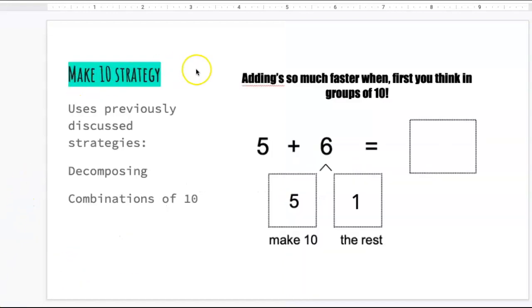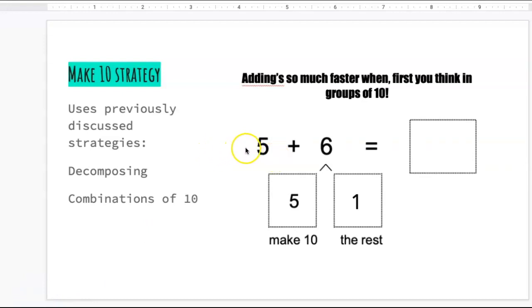When we use the make 10 strategy, you want to make sure that you're comfortable decomposing numbers and you're comfortable with your combinations of 10. When you see a problem like 5 plus 6, you might see a lot of ways that you could solve this problem. You might start with the bigger number 6 and count on 5. One of the problems with that strategy, however, is that when we count on more than, say, 2, we tend to make a lot of errors.